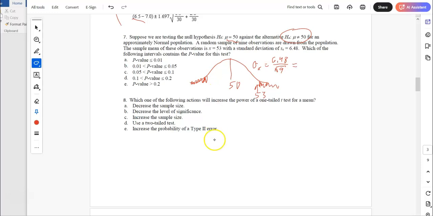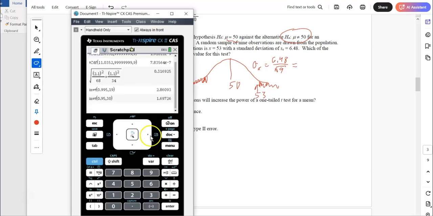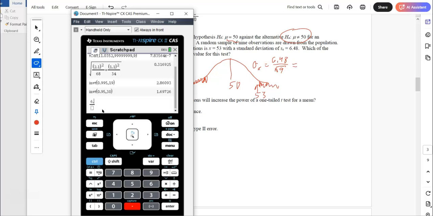I need to do that standard deviation first, I think, to get this. I want to get this right. So 6.48 divided by the square root of 9. I'm just going to put 3 in there because it's the square root of 9. It is 2.16.